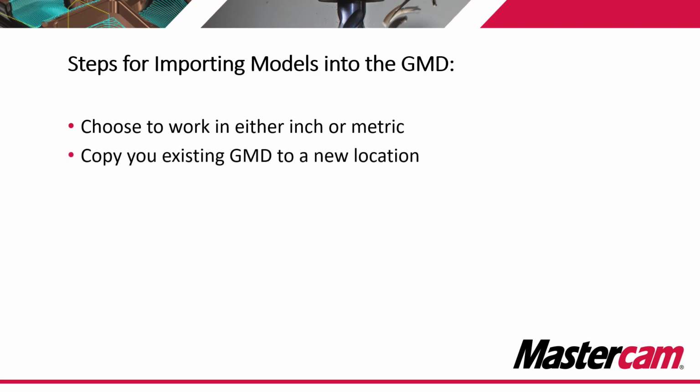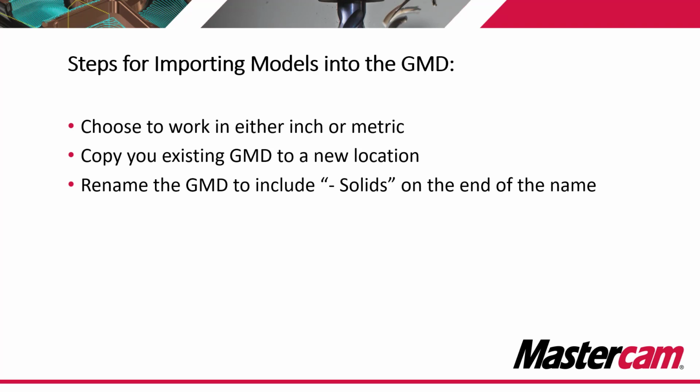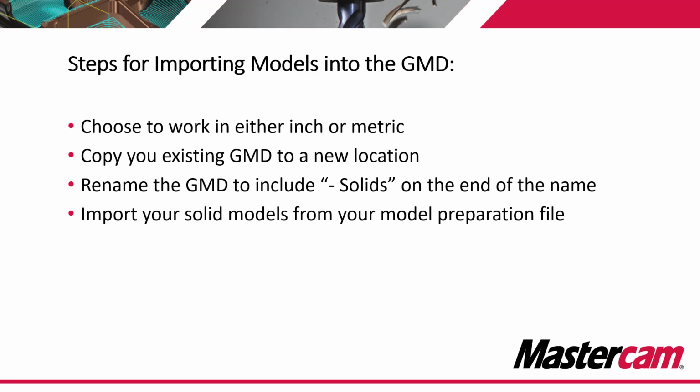From there, we're going to take a copy of the GMD that we're working with from its standard location and put it somewhere else to work with. We're going to rename that GMD with a dashed solids on the end of the name. This is going to be our version that we can go back to if we ever need to modify the actual solid models. Then we're going to import the solid models that we've already worked with in our preparation file.